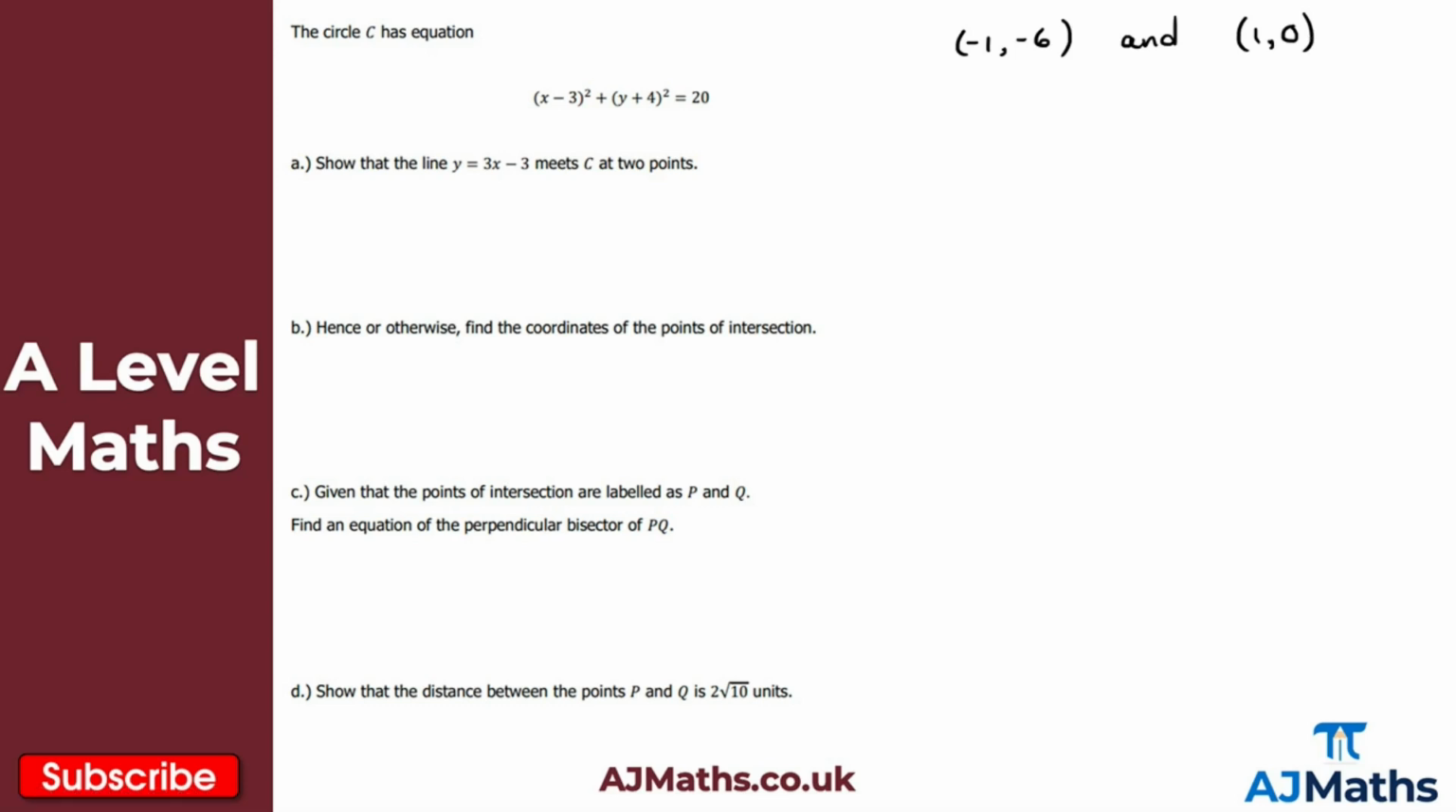Now for part C, it says given that the points of intersection are labelled as P and Q, find an equation of the perpendicular bisector of PQ. So I'm going to call this P, I'm going to call this Q. It doesn't really matter which one you call which, let's just label them for now. It's up to you whether you do a sketch here, or whether you go straight ahead with just finding the equation of the perpendicular bisector. So let's begin here. Let's just do a quick sketch. It might not be perfect, but just so we can see what we're looking at. So my circle here would have centre 3, minus 4.